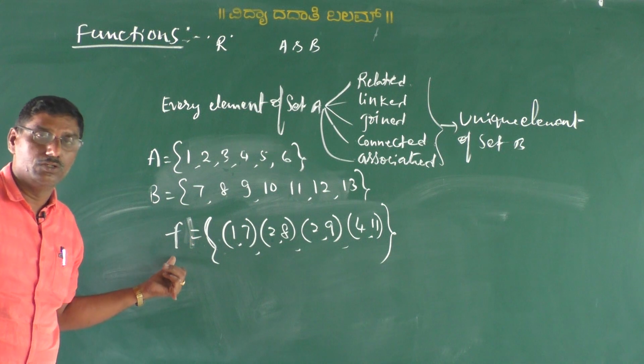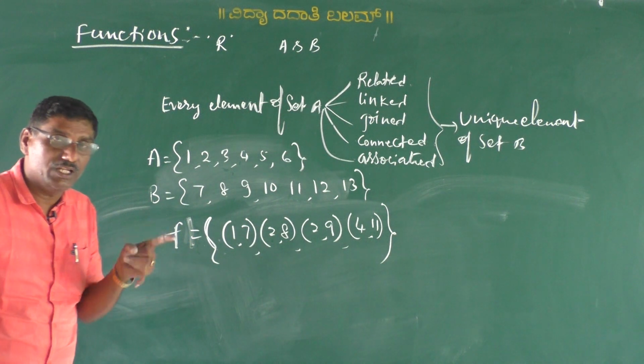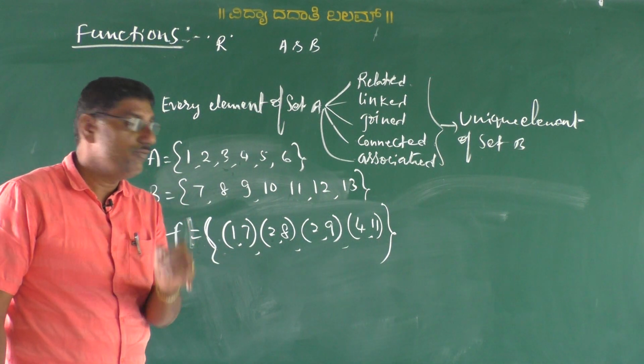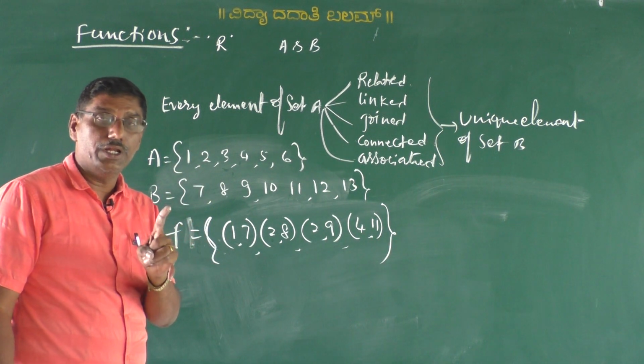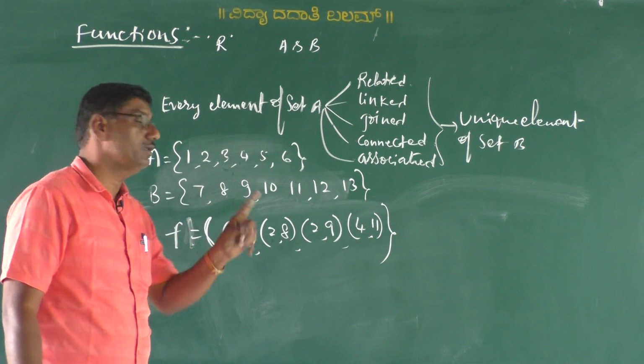Are you understood? That means a relation is said to be a function only if every element of set A must and should be related to a unique element of set B.